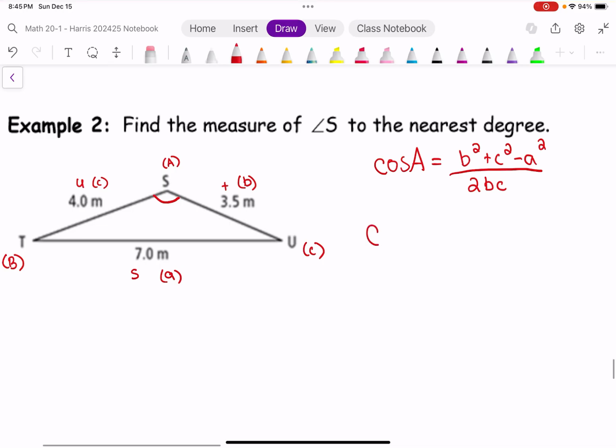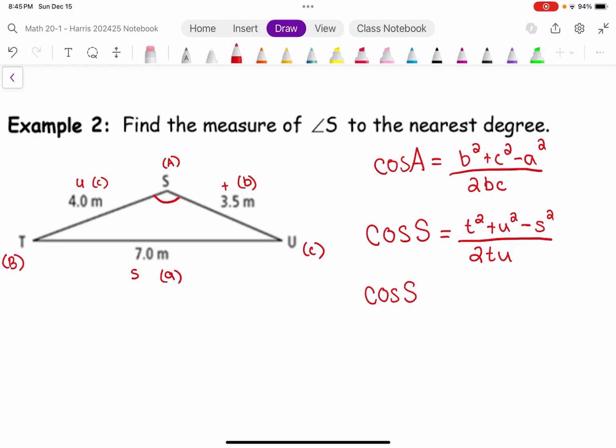So I'm going to rewrite this. Now I actually have cos of s is equal to t squared plus u squared minus s squared, all divided by 2 times t times u. If I'm plugging that into my formula, I get cos of s is equal to 3.5 all squared plus 4 squared minus 7 squared, all divided by 2 times 3.5 times 4.